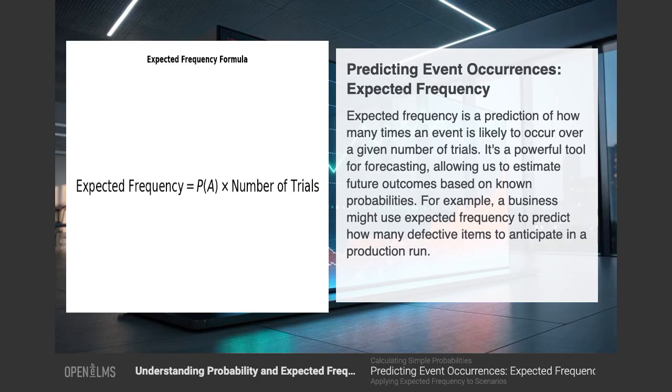Predicting event occurrences. Expected frequency. Expected frequency is a prediction of how many times an event is likely to occur over a given number of trials. It's a powerful tool for forecasting, allowing us to estimate future outcomes based on known probabilities. For example, a business might use expected frequency to predict how many defective items to anticipate in a production run.